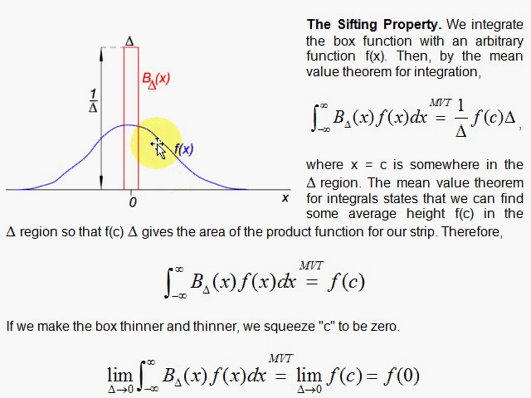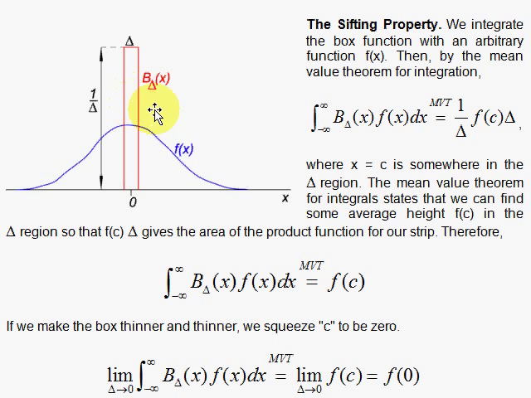Before we do that, though, let's just focus on this little strip in here, this little area under the function f of x. Now, the area here can be given by some average value of the height here, times delta. This is known as the mean value theorem for integration, that there is one value in here you can find at x equal to c, and the height will be f of c, and that height times delta gives the area of that strip.